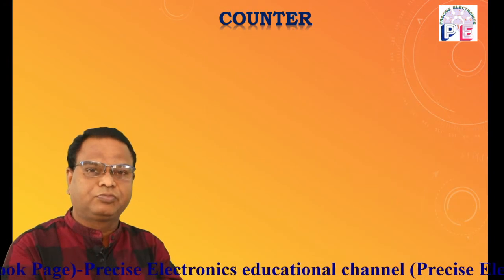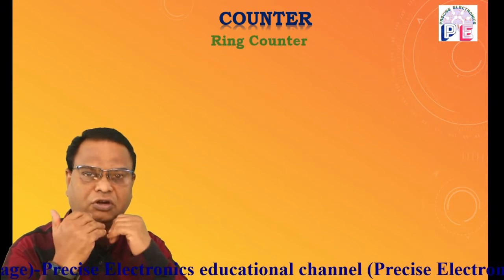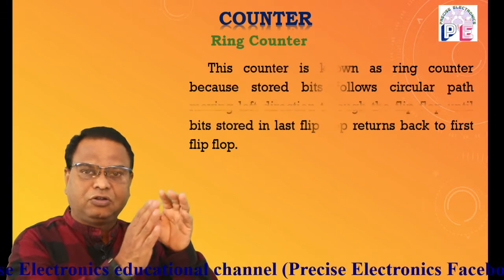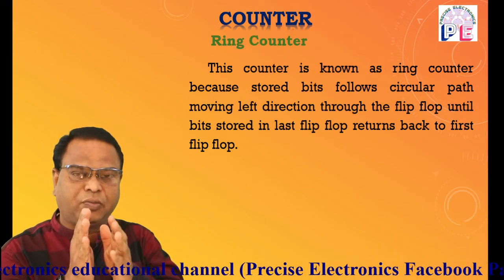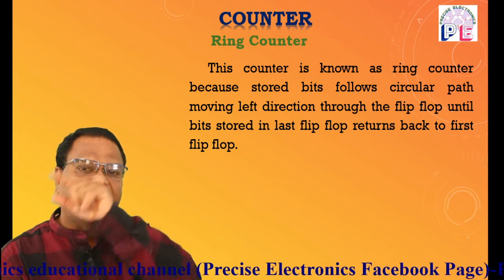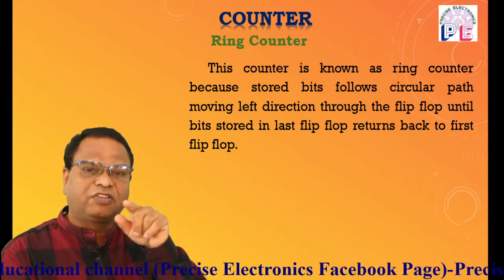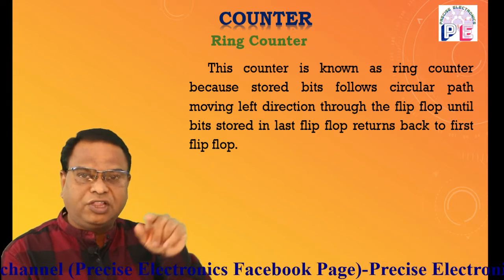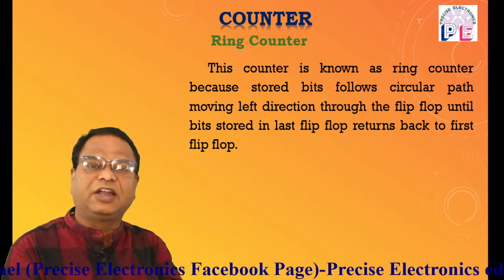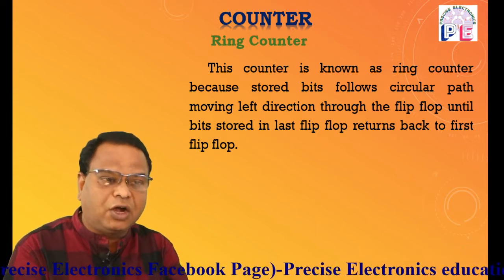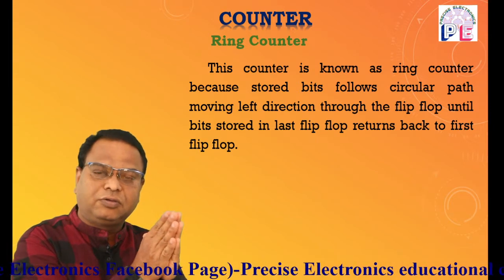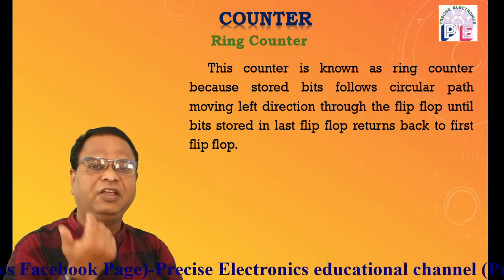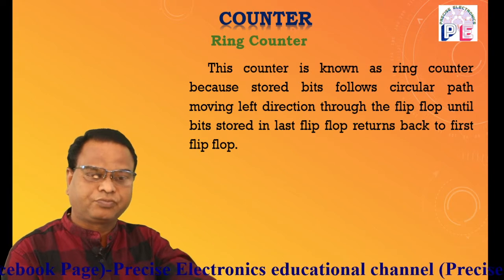This counter is known as ring counter. Why is it called ring counter? Because in this case, the bit is transferred from one flip-flop to other flip-flops, and from the last flip-flop it returns back to the first flip-flop. So the bit moves in a circular form. There is a loop, and within that loop, the bit gets transferred. That's why it is known as ring counter. And in this case, the bits move to the left hand side, so it is basically a left shift register.